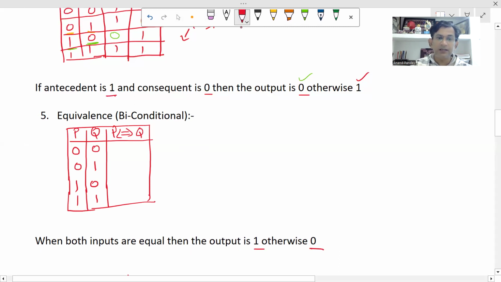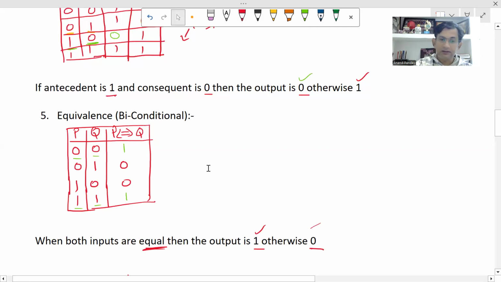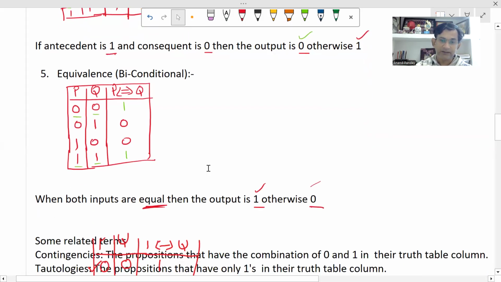So you can see the first and last row, both are equal. In the first row, both are equal, so here the output will be 1. And in the last row also, you can see both are equal, so here also the output will be 1. And for the rest, it will be 0, 0. Where both inputs are equal, the output is 1, otherwise 0. So these are the truth tables for all the connectives: conjunction, disjunction, negation, implication, and equivalence.